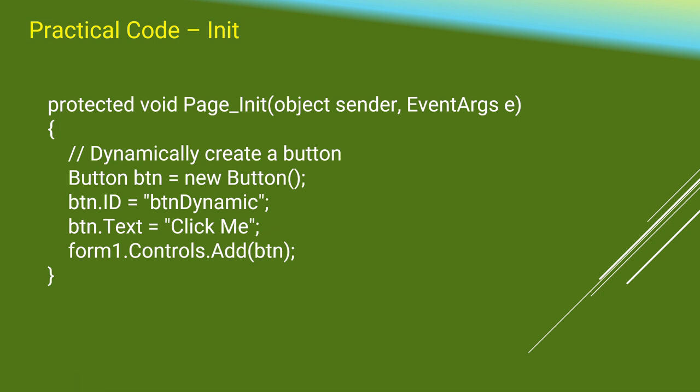In this example, we use the page init event to dynamically create a button. This is a good place for dynamic control creation since it occurs early in the life cycle.